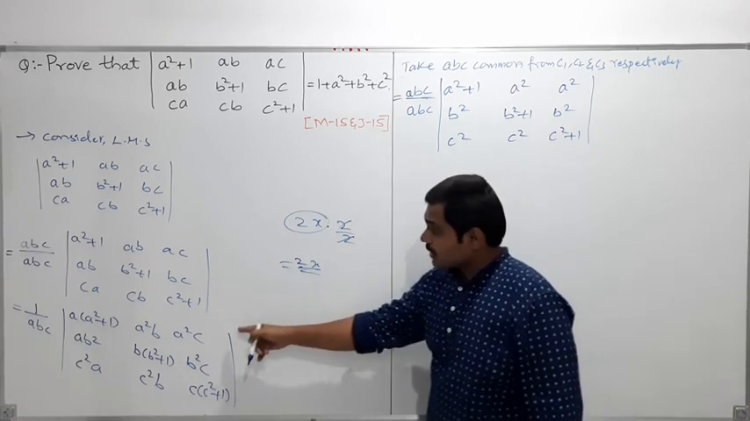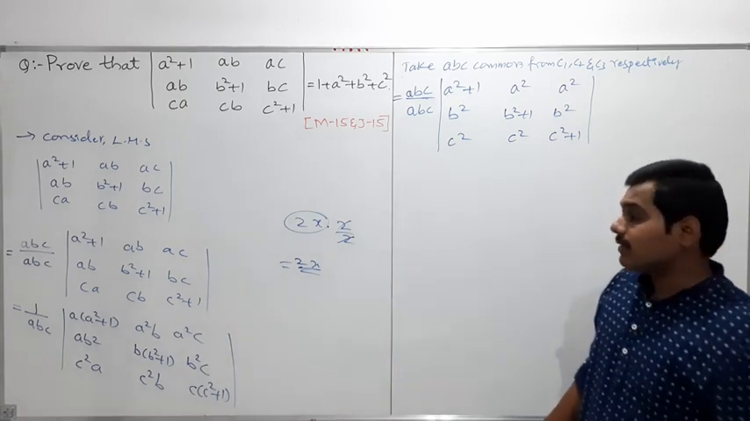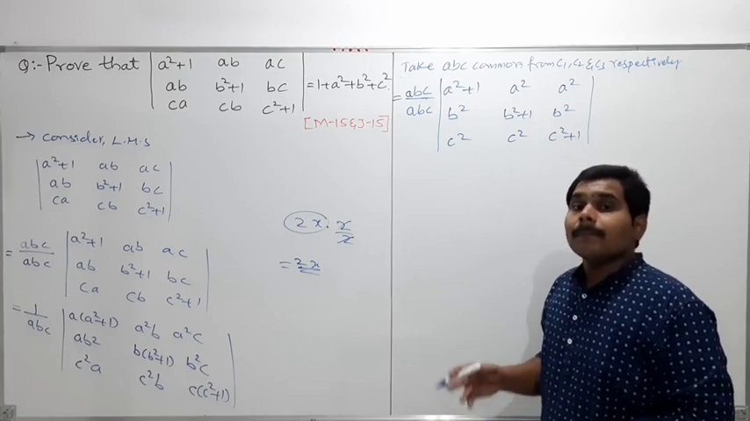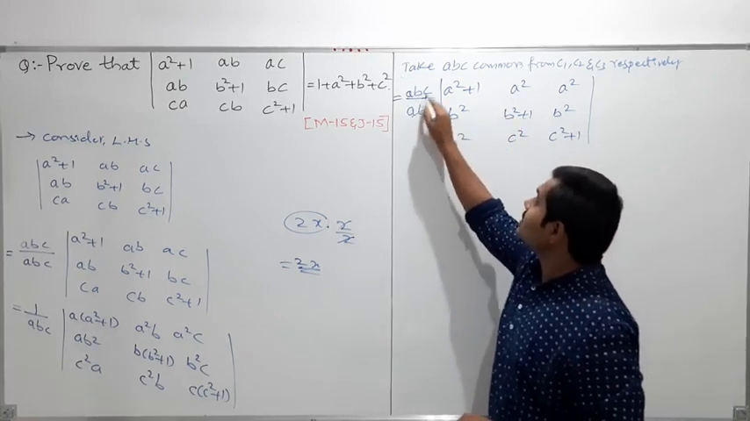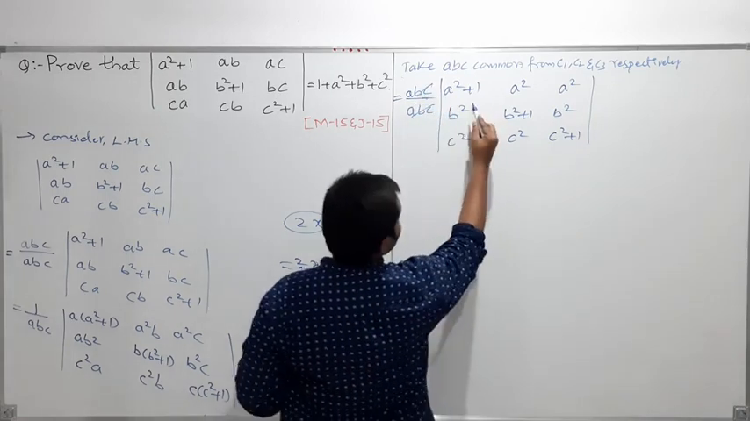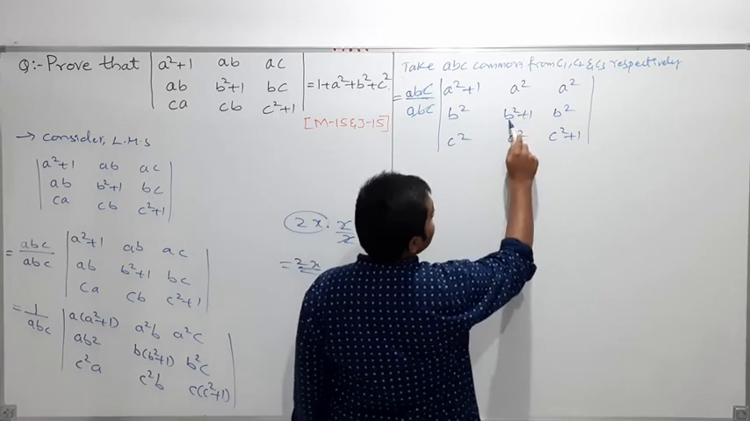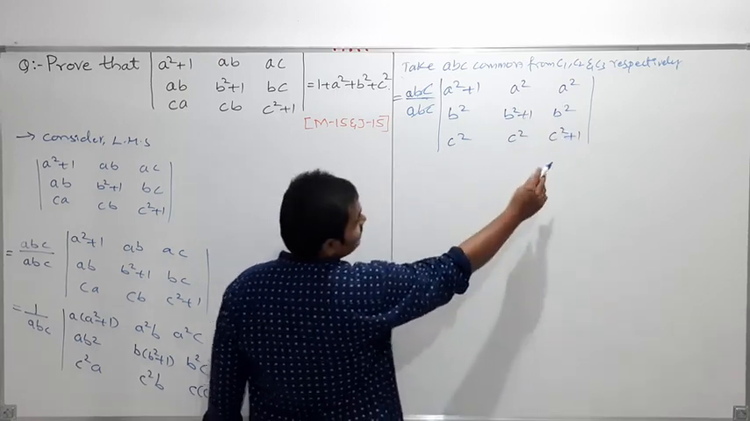I did these operations. Whatever simplification I did is because of this step. Here this ABC got cancelled. So what is remaining here? It is A square plus 1, B square, C square. Here A square, B square plus 1, C square. And A square, B square, C square plus 1.